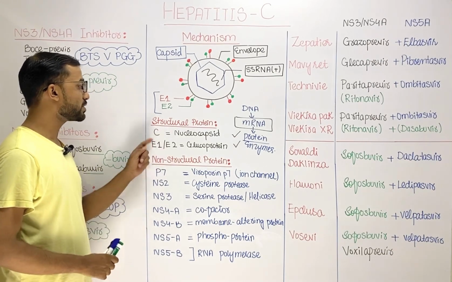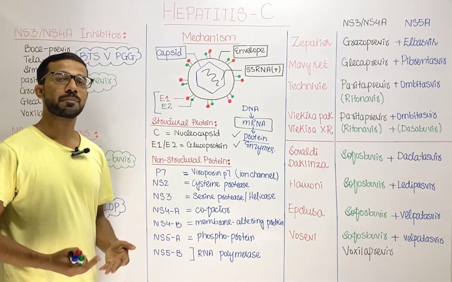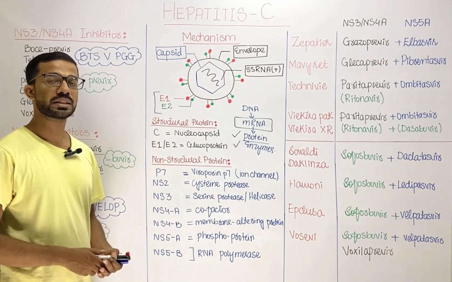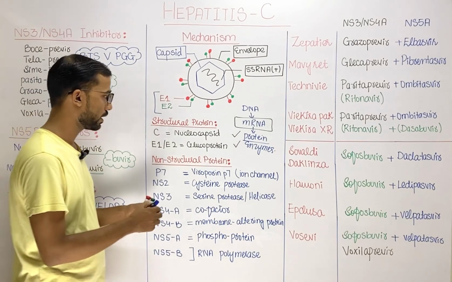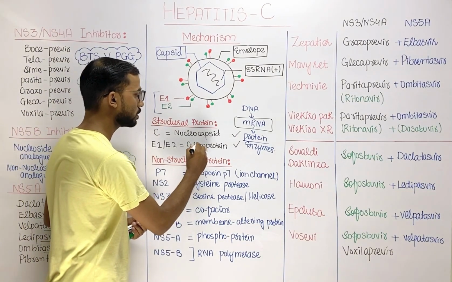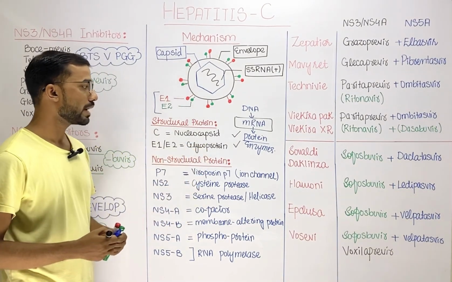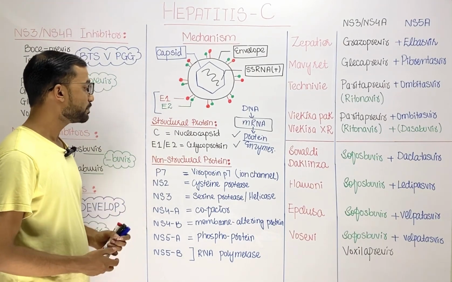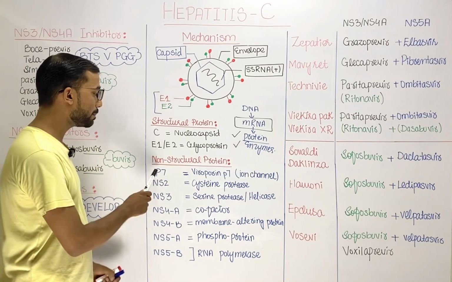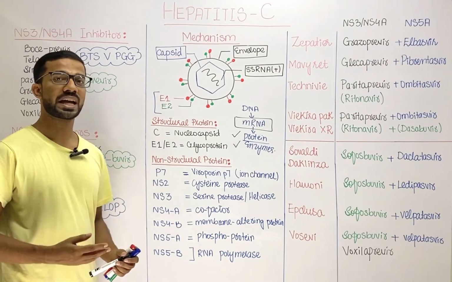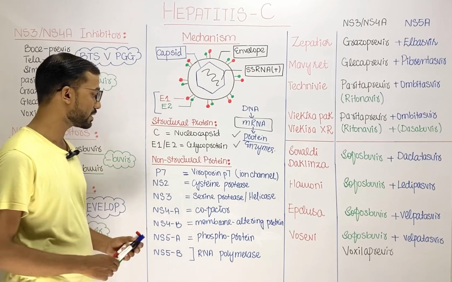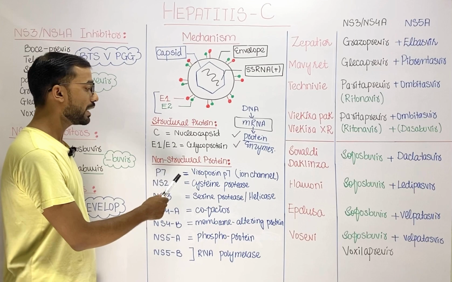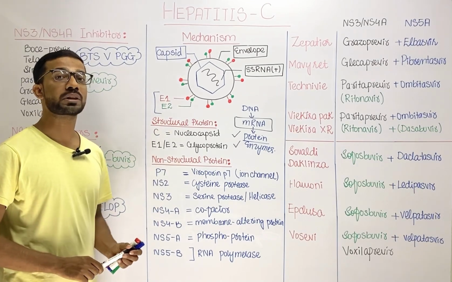Among the structural proteins, first is C for nucleocapsid, which makes the capsid and encloses the genomic material. Next are E1 and E2. These are the glycoproteins present on the envelope of the hepatitis C virus. Next are the non-structural proteins. First is p7, the viroporin p7, which makes the ion channel in the virus. Second is NS2, the cysteine protease.